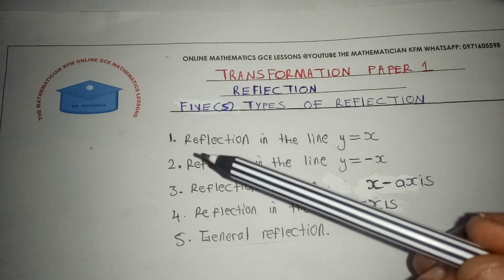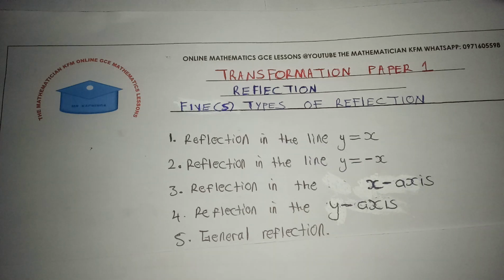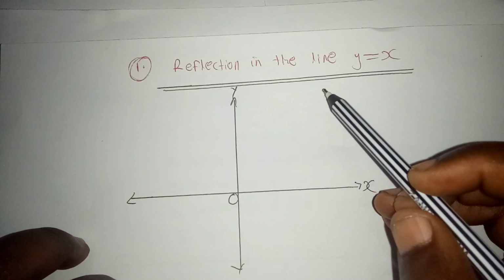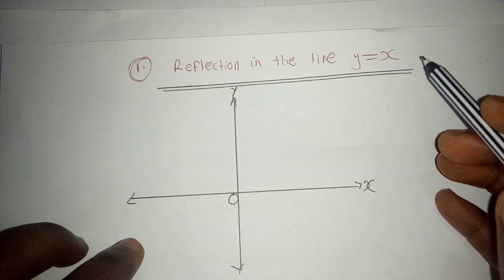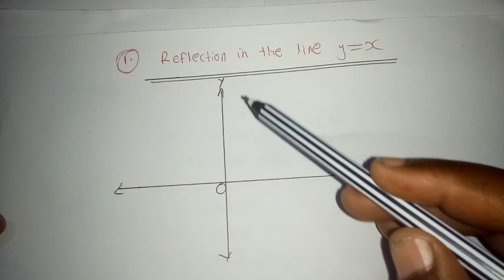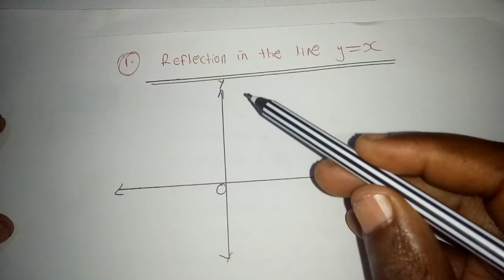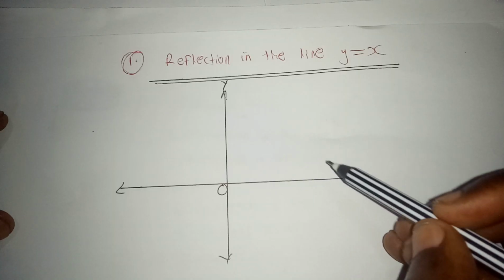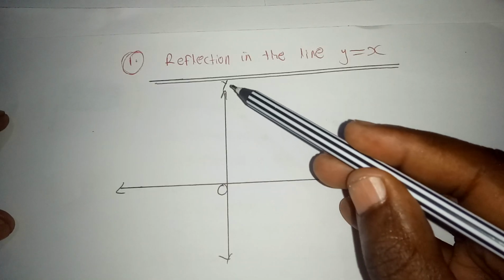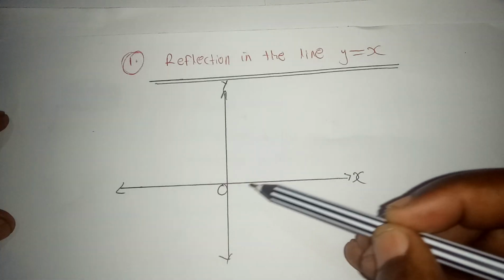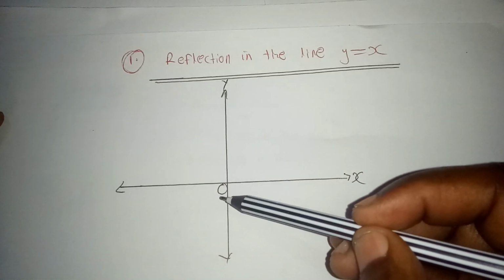Now let's look at reflection in the line y equals x, the first type of reflection, in detail. What I've drawn here is called the x-y plane, the Cartesian plane. This is the y-axis, drawn vertical, and this is the x-axis, and this is our origin, or the center.